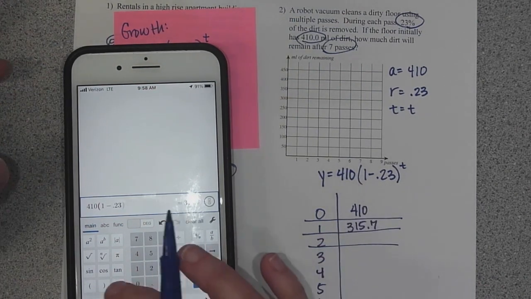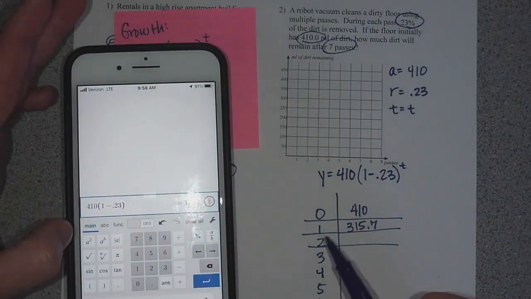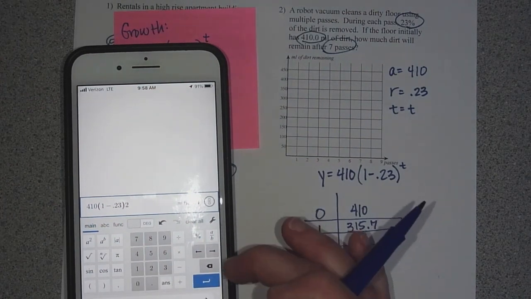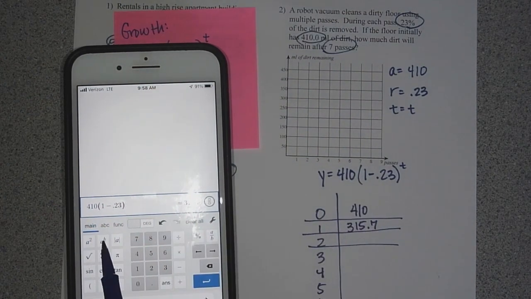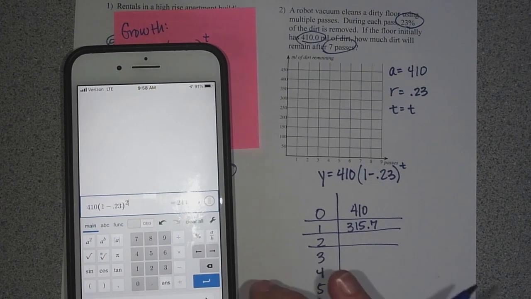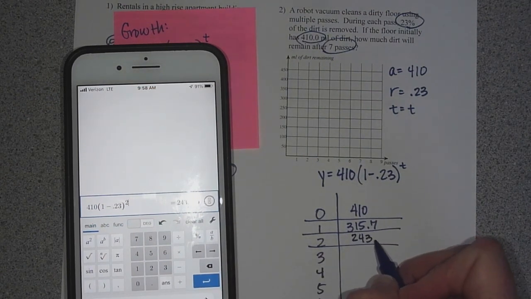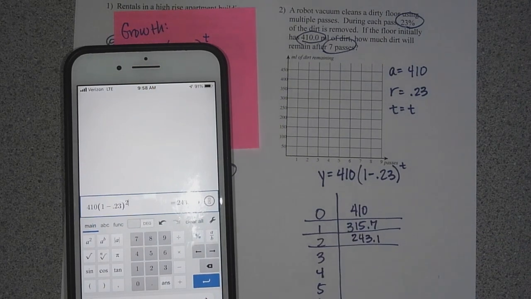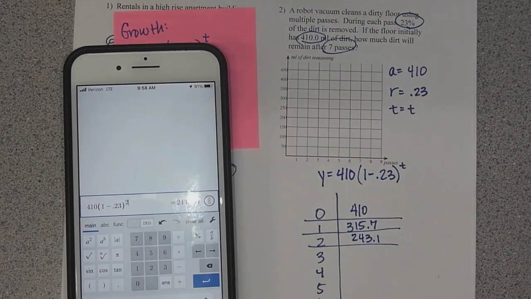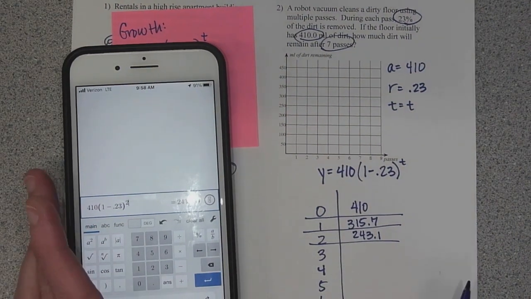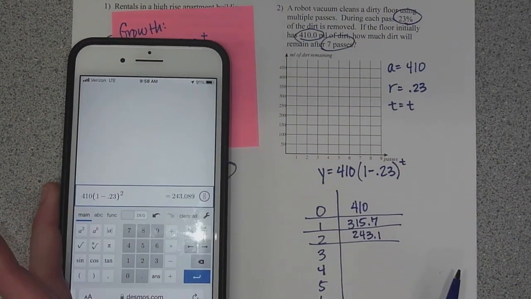So I'm just putting in my equation, and then my exponent that I want to use is a 2. Let me get those lights turned back on. So I'm going to hit my A to the B button, and then 2. And then my answer is showing up right here, 243.1. When you round it, those lights turn back on. There we go. Can you see that on my screen? That's what it looks like.